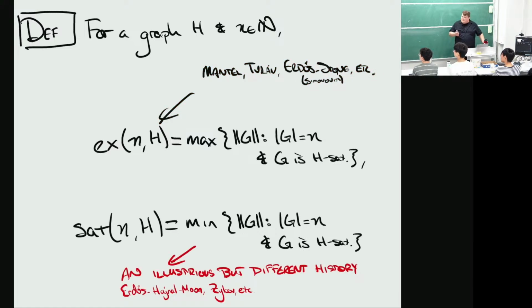And the saturation number also has a long and detailed history that is maybe not quite as well known. Starts with really Zykov, but only in Russian. So the traditional starting point is this theorem of Erdős, Hajnal, and Moon, which I'll mention a little bit later. And there's a couple of beautiful surveys by Ron Gould and assorted other people on these saturation numbers. Very well studied, but much less understood than the extremal numbers, I think.